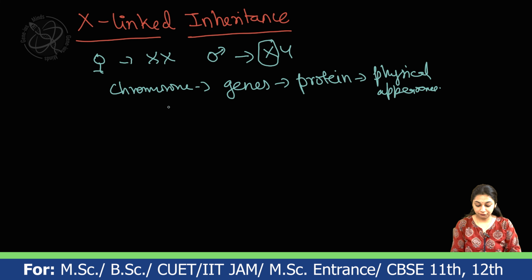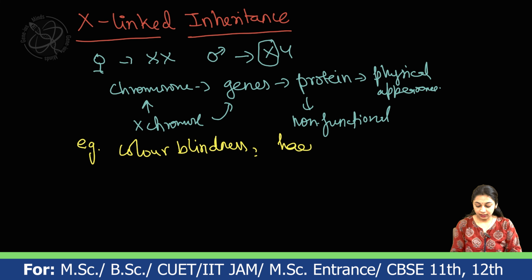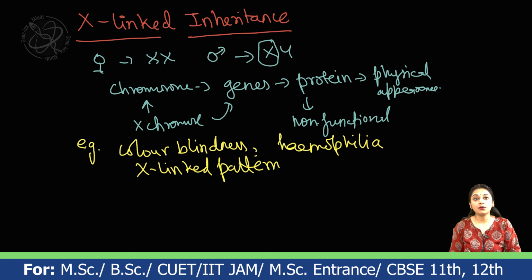Now, if there is any defect with respect to this X chromosome, it means there will be a defect in the gene and there will be the synthesis of a non-functional protein. It is found that in some cases, like color blindness and hemophilia, the disease is inherited from the parents to the offspring in the X-linked manner. How it is transferred from parents to progeny, we are going to see with the help of a cross.